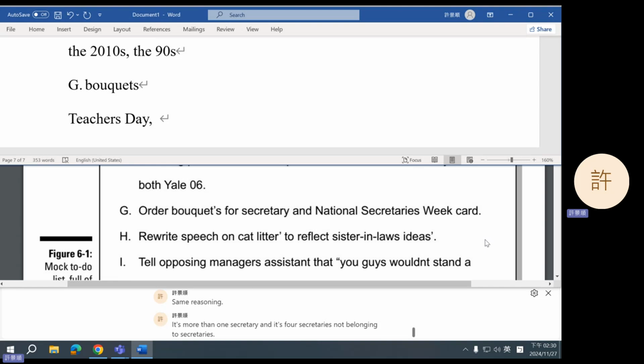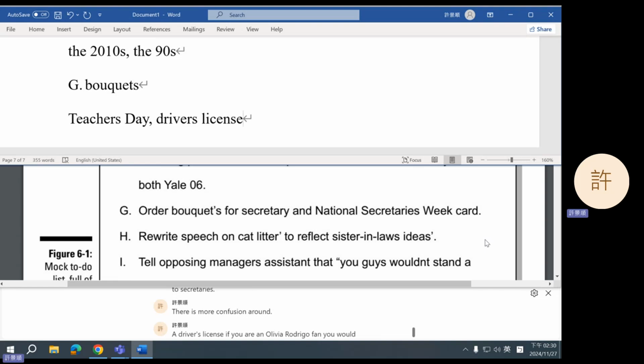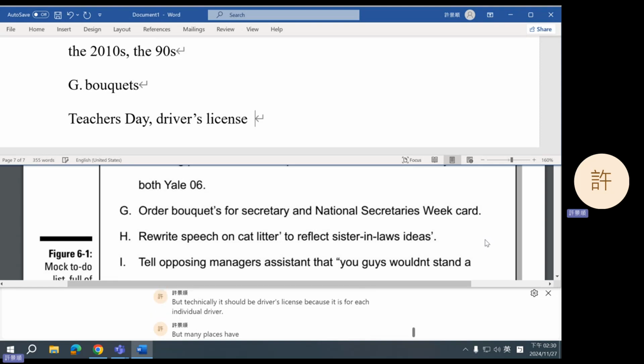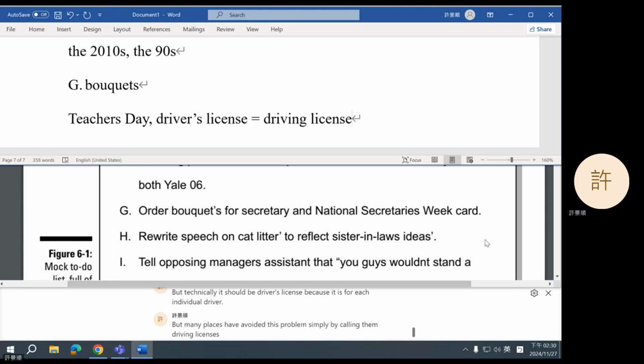There is more confusion around a driver's license. If you are an Olivia Rodrigo fan, you would type it like this. But technically, it should be driver's license because it is for each individual driver. But many places have avoided this problem simply by calling them driving licenses. No question.